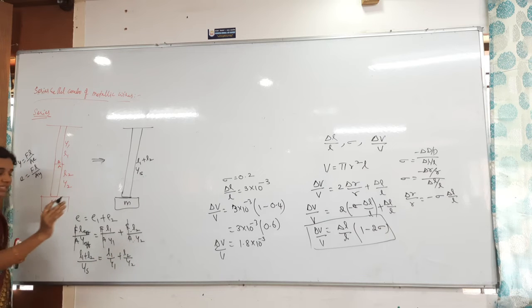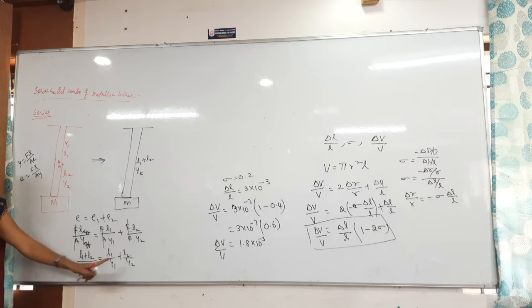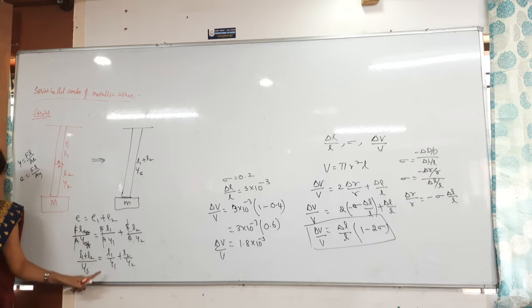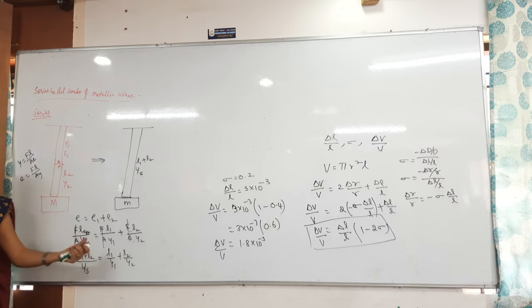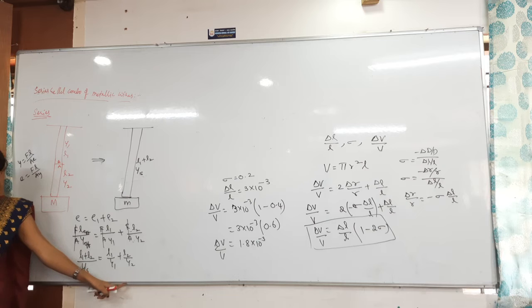Obviously the materials will be different, not the same. One may be steel, another might be copper, otherwise aluminum, copper, like that. Already we have solved that kind of problem. Aluminum, copper in series combination we have taken. Do you remember that? Yes, that kind of problems will be there. Series combination only, but different materials will be there. So Young's modulus will be different.